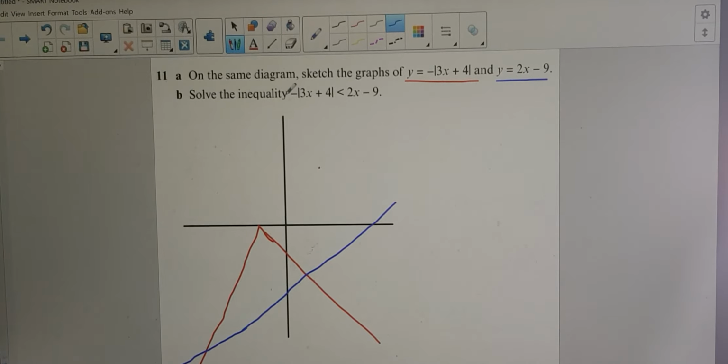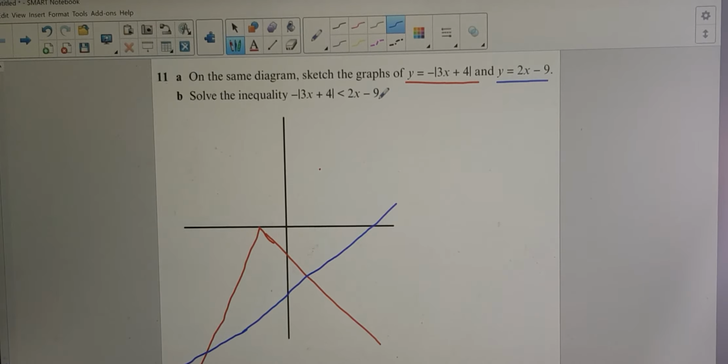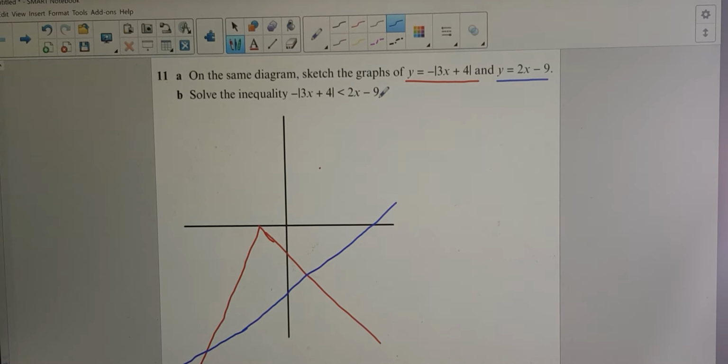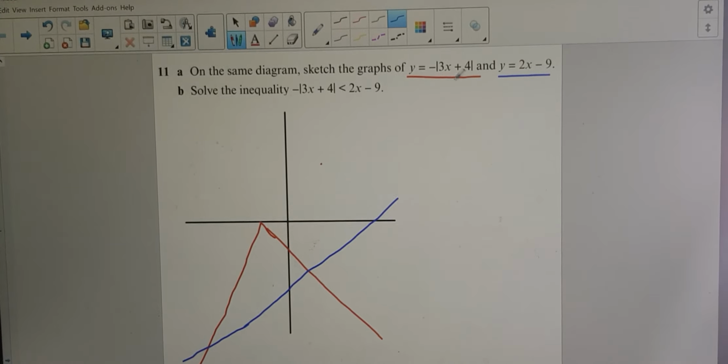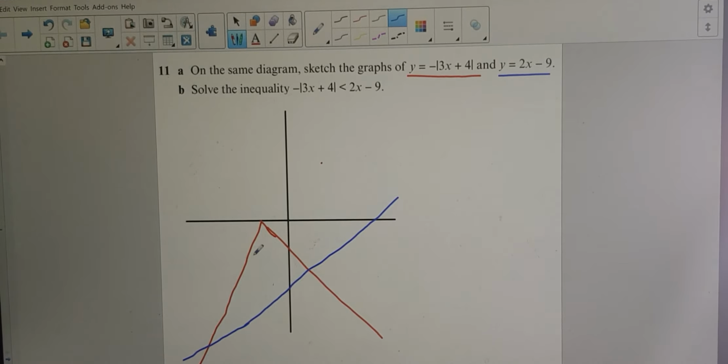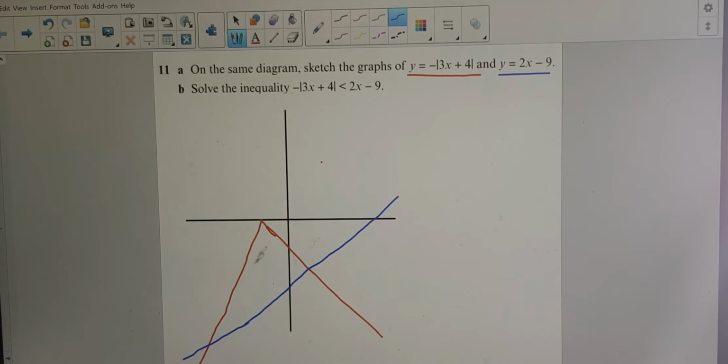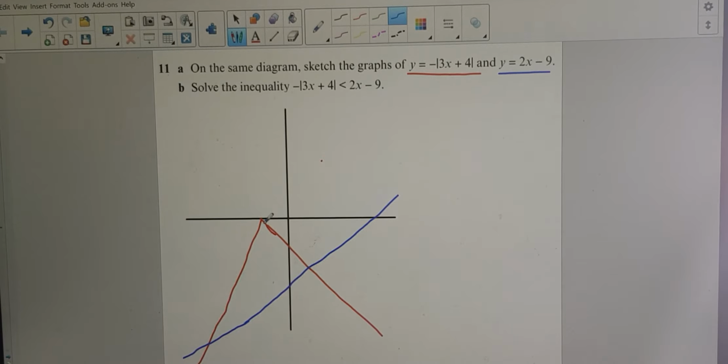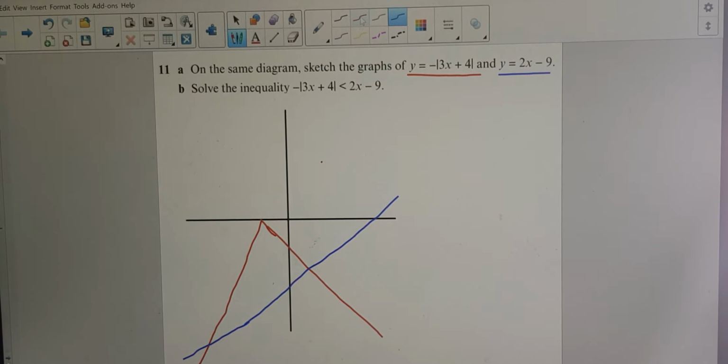Solve the inequality negative the modulus of 3x add 4 is less than 2x minus 9. Well, if you think about it, this part of the graph is equivalent to the graph of 3x add 4, isn't it? Remember our original graph? It just went up like that, 3x add 4. So to find my solution, if you think of this bit as the line of y equals 3x add 4, because if it continued, it would have been the graph of y equals 3x add 4, then I want to see where that intersects with the line of y equals 2x minus 9.